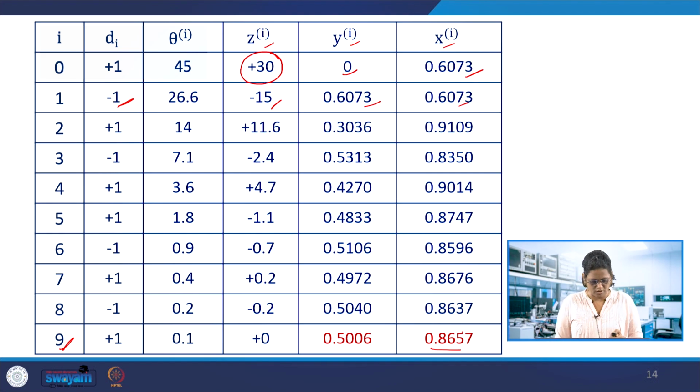In rotation mode, one point is that it keeps reducing the theta. We started with 30 degrees, and then minus 15, and then plus 11.6, minus 2.4, and then plus 4.7, minus 1.1, minus 0.7, plus 0.2, minus 0.2, and 0. So it is converging to 0. That means at convergence it won't move further.